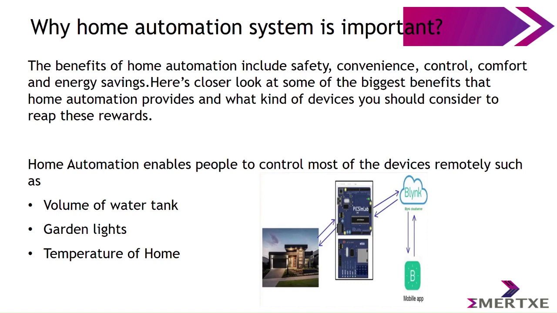A home automation system enables people to control most of the devices remotely, such as the volume of the water tank, garden lights, and temperature of the home.